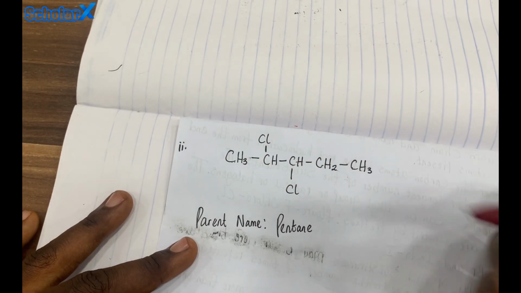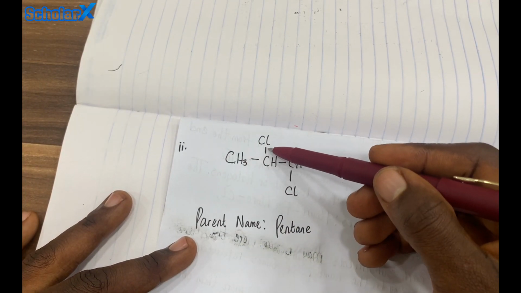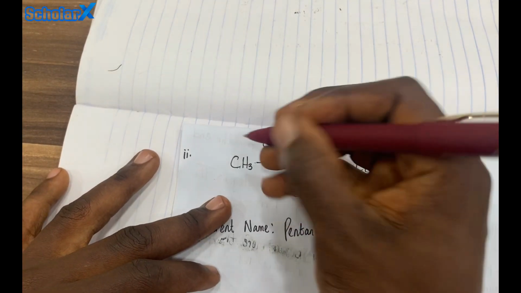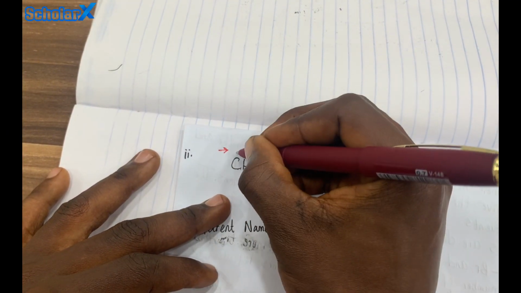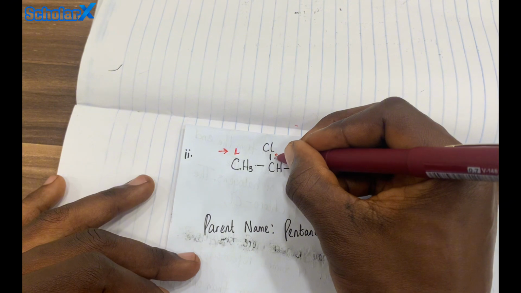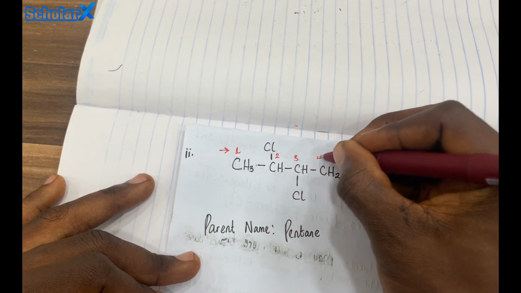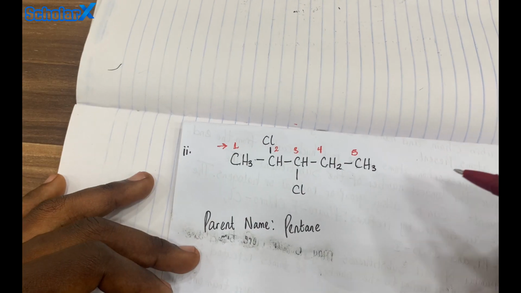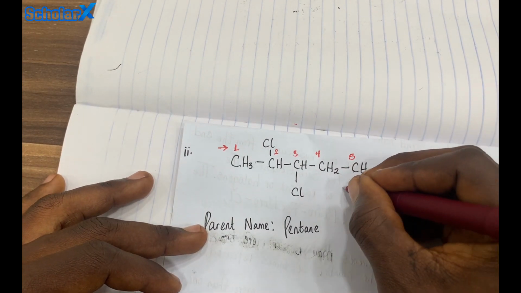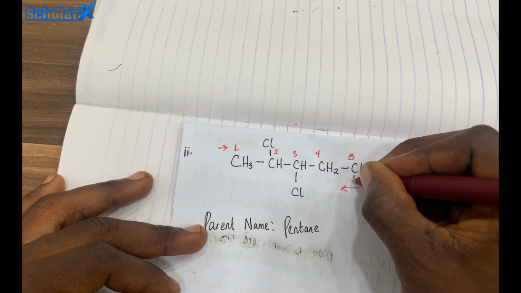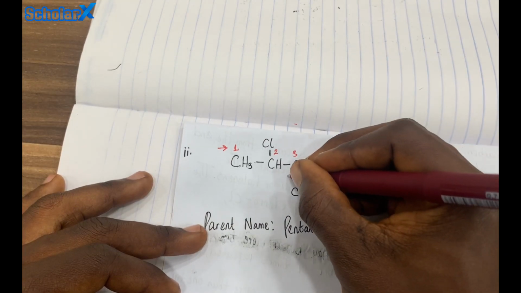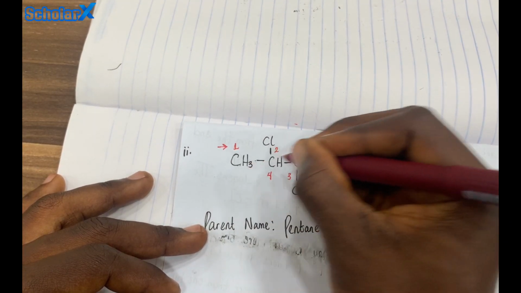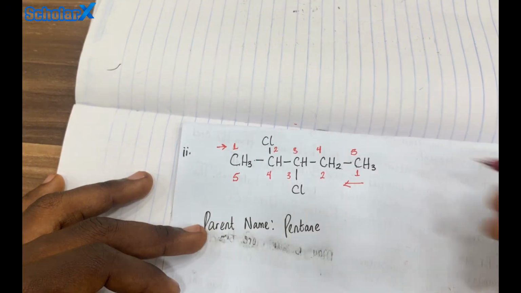Now let's look at the numbering, because we have substituents. If we move to the right, this is going to be our first carbon, our second carbon, our third carbon, our fourth carbon, and our fifth carbon. Now, if we're moving to the left, this is going to be our first carbon, our second carbon, our third carbon, our fourth carbon, and our fifth carbon.